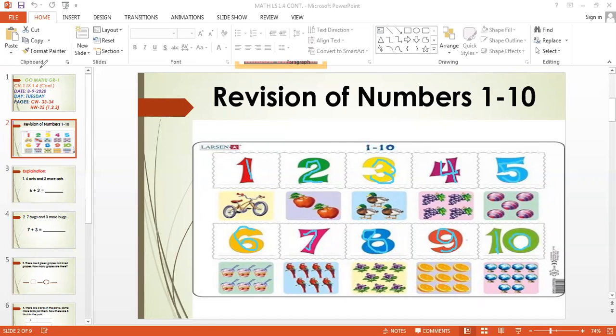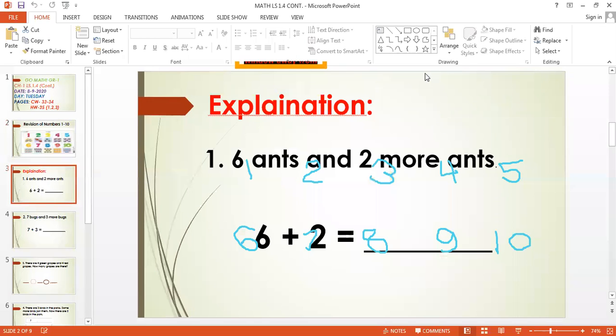Now, let me explain the addition to you. You all remember the addition? Now here, this is our addition lesson for today. Lesson number 1.4. Let me explain.